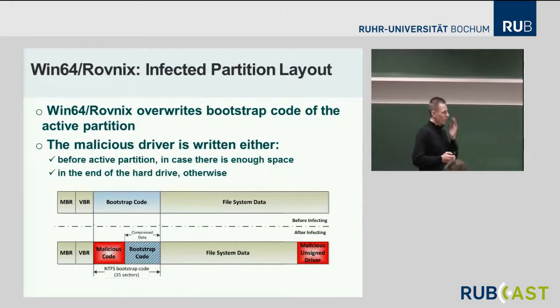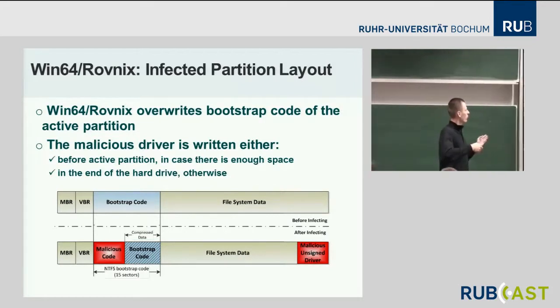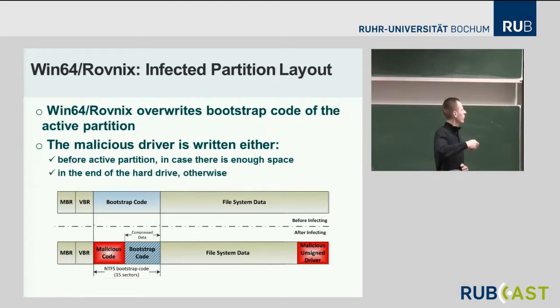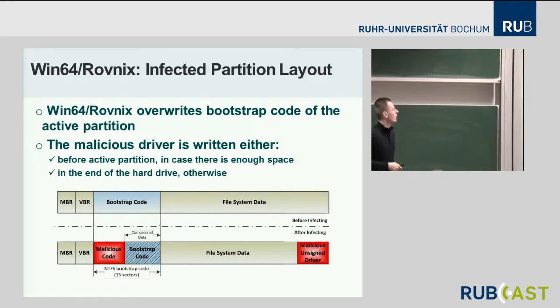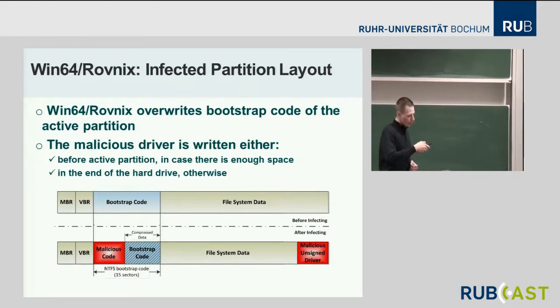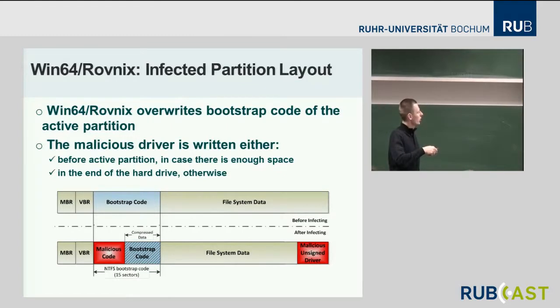So what happens with the Rovnix infection? It compresses the bootstrap code with the aPLib library, prepends it with the malicious loader code, and the result is written in the bootstrap code sectors, so the 15 sectors following VBR. And the malicious kernel mode driver is written either before the active partition in case there is enough space, and at the end of the hard drive otherwise, like on this figure. As a result, when the machine receives control, MBR is loaded, it reads VBR, and VBR in turn reads the bootstrap code, and the malicious code receives control.